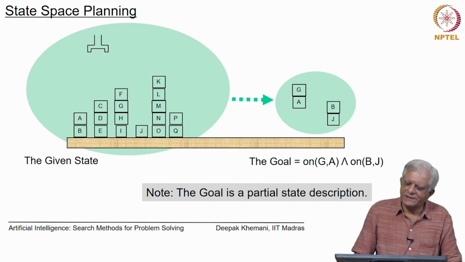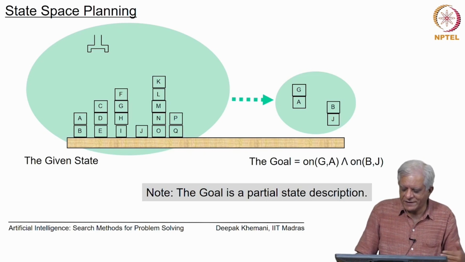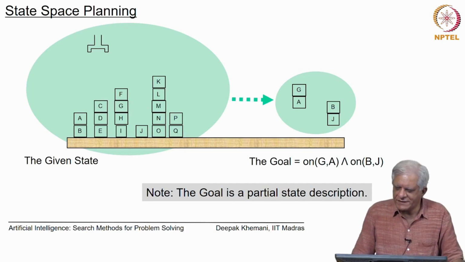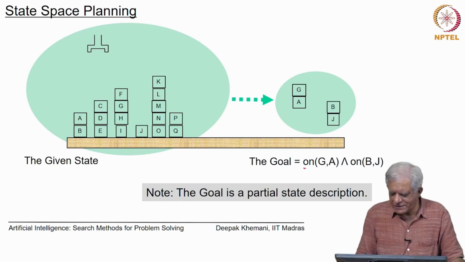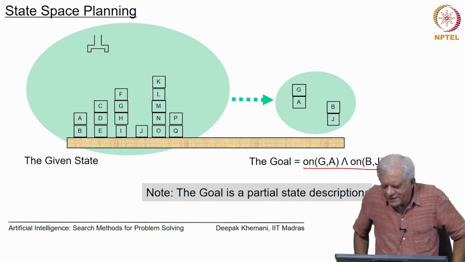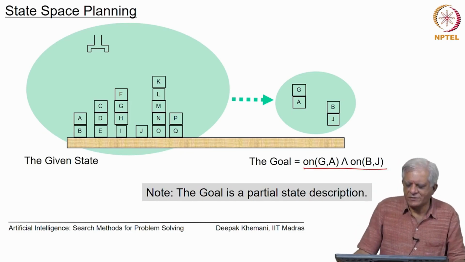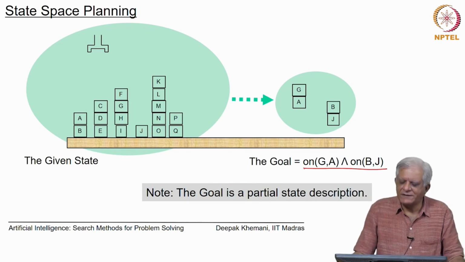We are not going to say that this is what is going to be true in the entire goal state. All we are saying in this small example here is that block G must be on block A. We do not care where block A is, we do not care what is on top of block G, all that does not matter. The only thing we care about is that block G must be on block A, and also that block B must be on block J. So, our goal description is only these two predicates, on G A and on B J, and we do not care about the rest of the world, and this is something which is characteristic of planning. It is also characteristic of planning in the real world essentially.